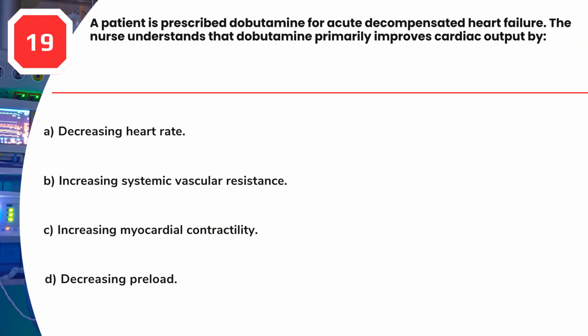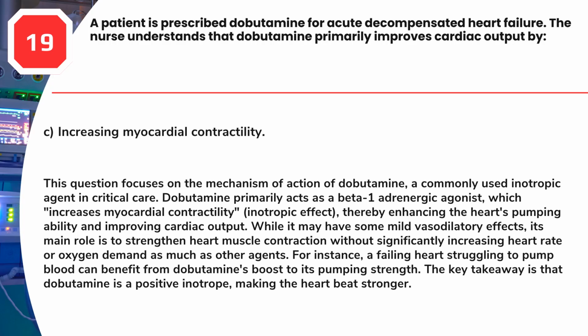Question 19. A patient is prescribed dobutamine for acute decompensated heart failure. The nurse understands that dobutamine primarily improves cardiac output by A. Decreasing heart rate. B. Increasing systemic vascular resistance. C. Increasing myocardial contractility. D. Decreasing preload. Answer C. Increasing myocardial contractility.